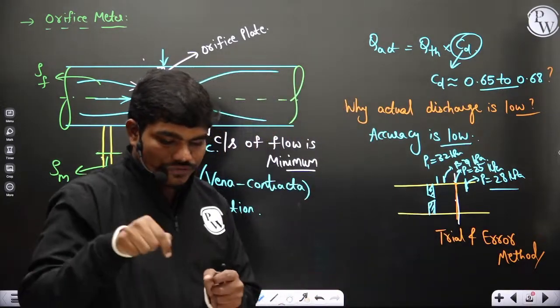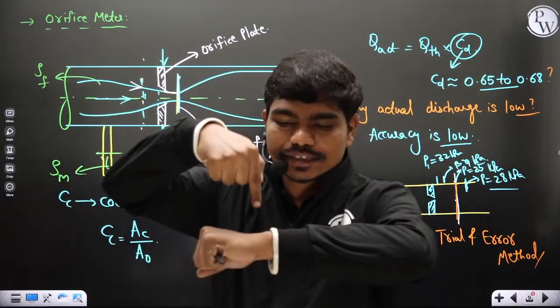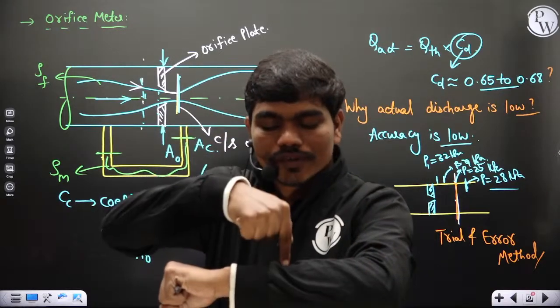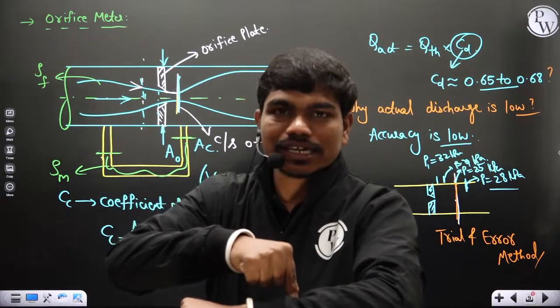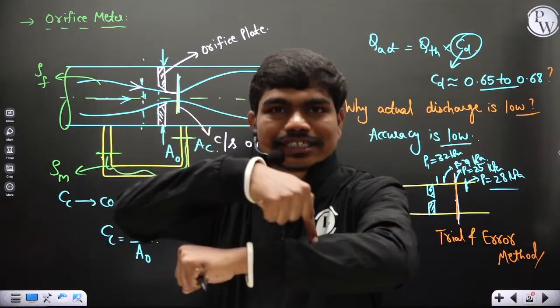So let us suppose if this is my pipeline, and if I keep fitting the pressure gauges here, here, here, and keep on checking the readings, I'll definitely spot the location where the pressure is low, and I'll assume that that location is the vena contracta, and I'll fit a manometer edge here. But fitting these pressure gauges need not be very accurate.